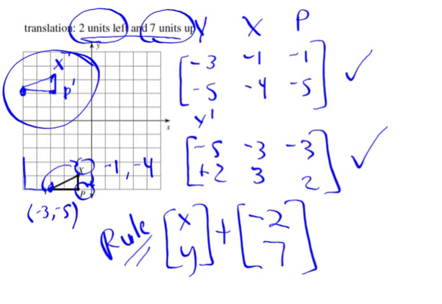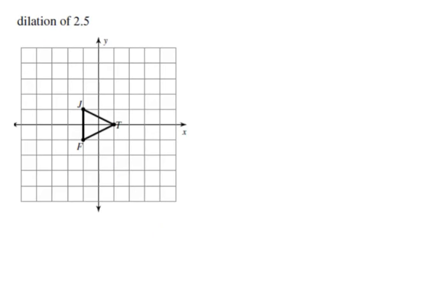Okay, so let's look at a dilation. This one says a dilation of 2.5. That means we have a scale factor of 2.5. This one's going to be easiest if we start with the matrix. So I'm going to start with J, and then I'm going to do T, and then F. J is -1, 1. T is 1, 0. And F is -1, -1.